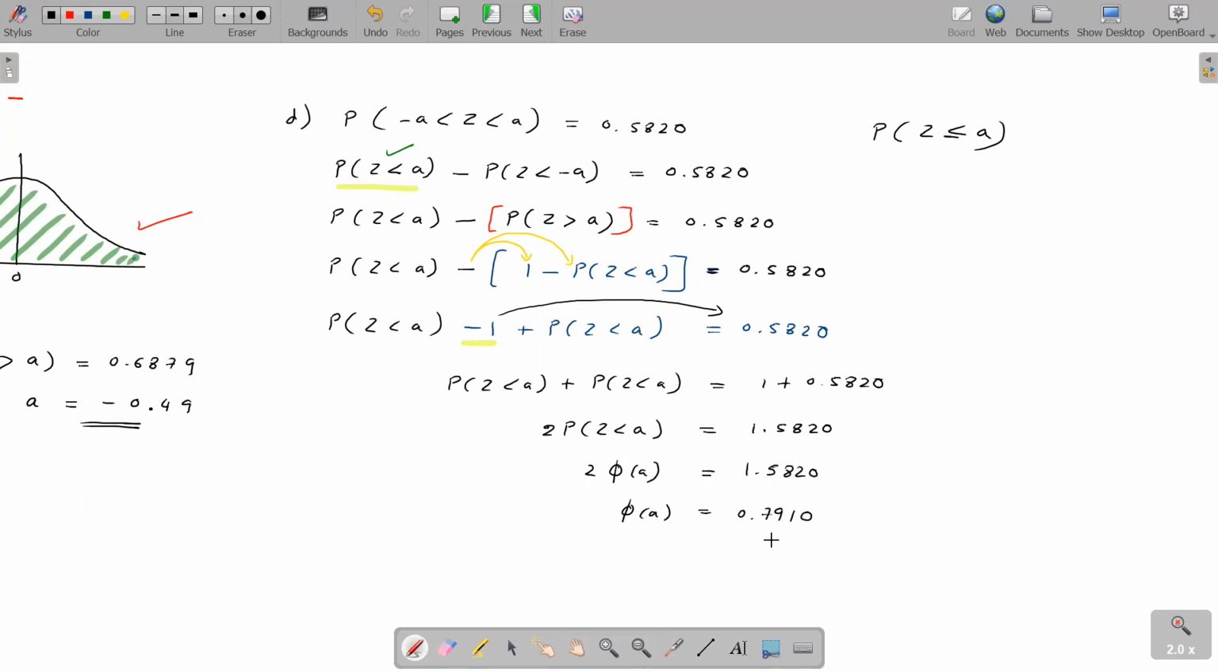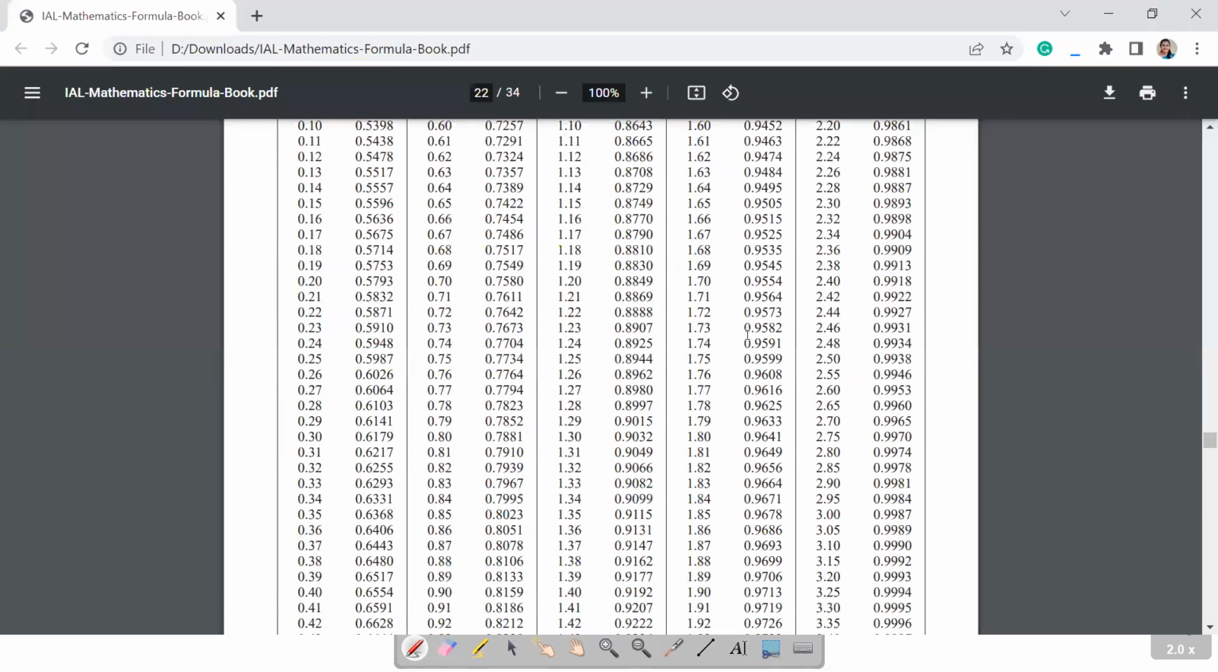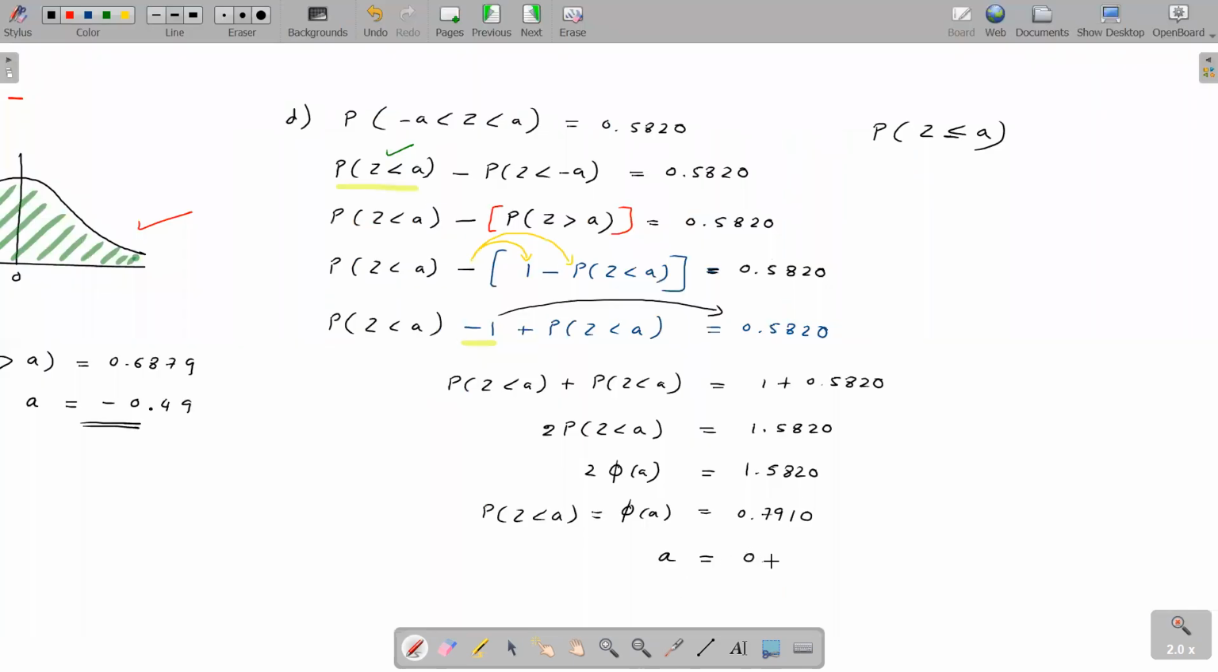Okay, and so this is the probability Z is less than A. So all you have to do is get the value, go to the tables and look for 0.7910. 0.7910 is over here. Can you see? The corresponding A value is 0.81. So yeah, the A value is 0.81.